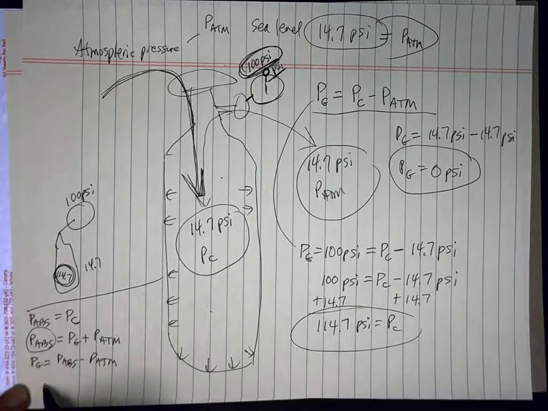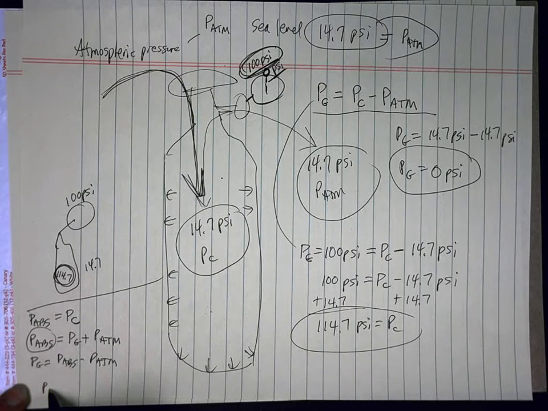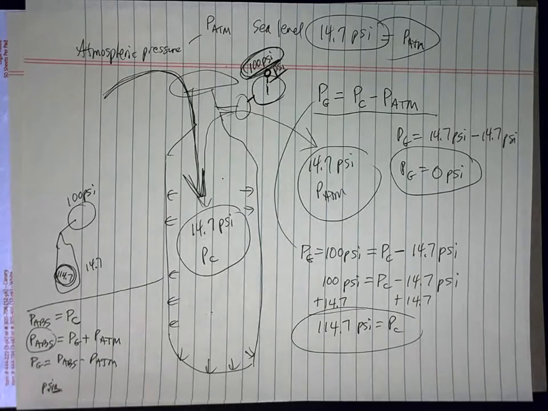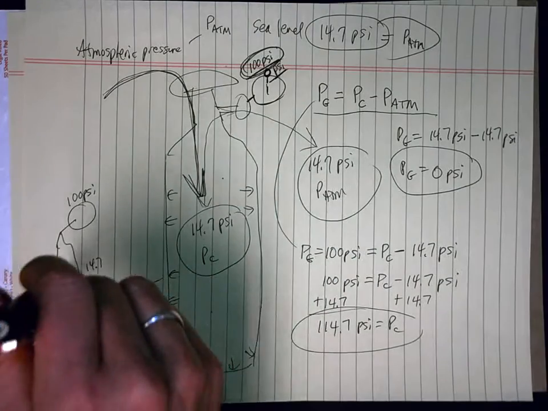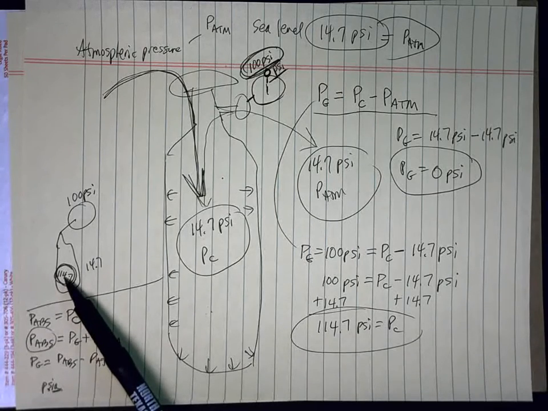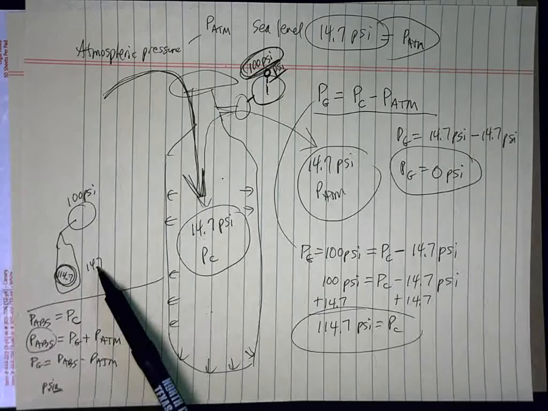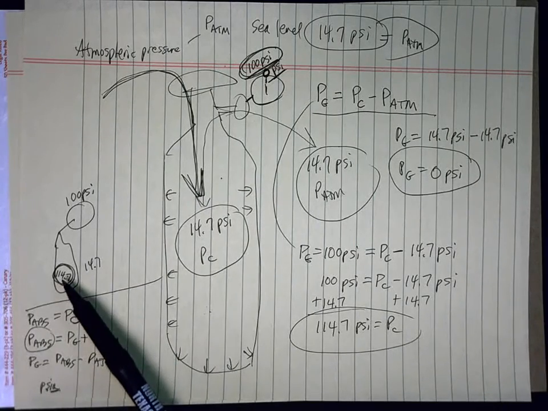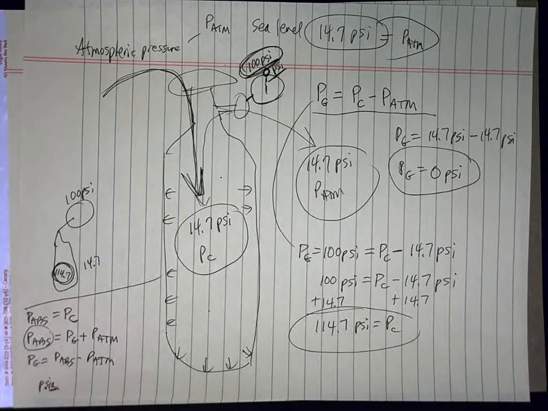So absolute pressure is written as psia, pressure absolute. That's the actual true pressure of the gas inside the tank. So be sure you understand the difference between the gauge pressure and the true pressure, or the pressure of the container. The gauge is showing you the difference between what's inside and atmospheric pressure. And what's inside is the gauge pressure plus atmospheric pressure.